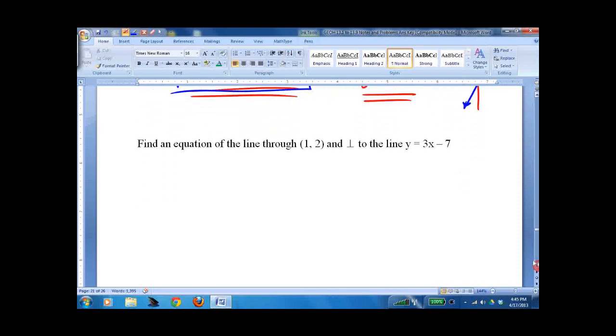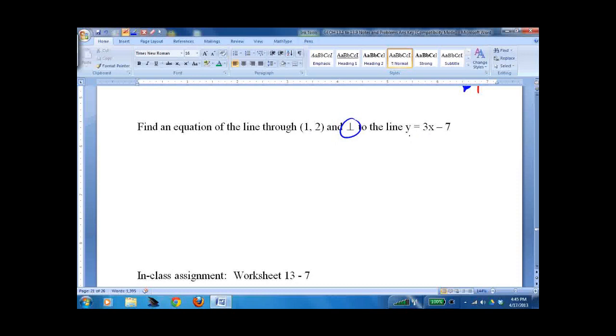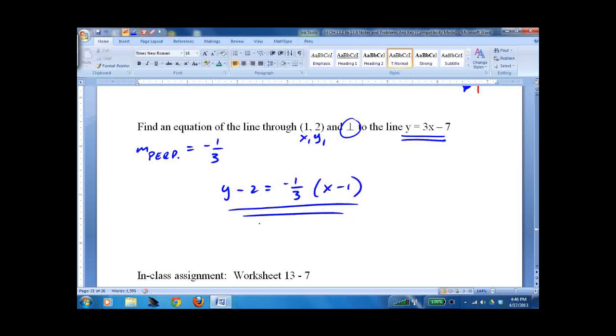So now we try it again. Perpendicular to this line. So m perpendicular equals negative 1/3, and we flip it. And again, it only takes a second. y minus 2 equals negative 1/3 times x minus 1, I'm done. Want me to keep going? I can. y minus 2 equals negative 1/3 x plus 1/3, plus 2 and plus 2. y equals negative 1/3 x plus 7/3.